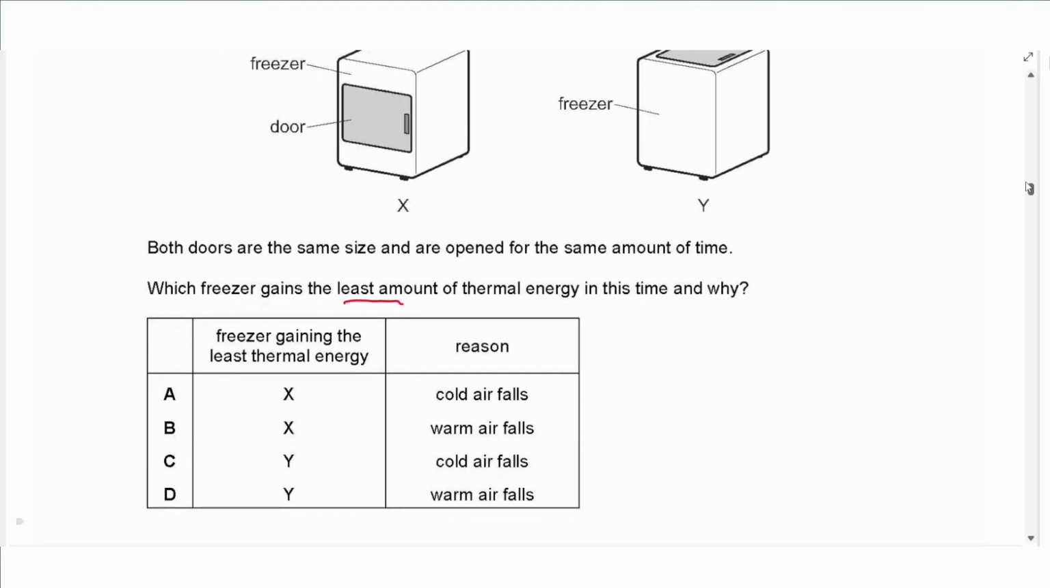So first of all, does cold air fall or warm air fall? Cold air falls. So we don't have B or D. Then which one would cause air to fall easier? Is it X or is it Y? X will cause the air to fall easier, then more hot air will go inside. So this would heat up much quicker. So the answer for the smallest amount of heat gained is Y. So the answer is C.